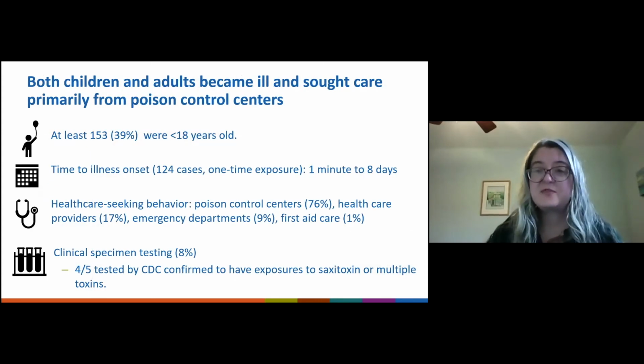Now, at least 39% of human cases were under the age of 18 years, and people became ill within a minute or up to 8 days. Healthcare seeking behavior was limited except for contact with poison control centers.